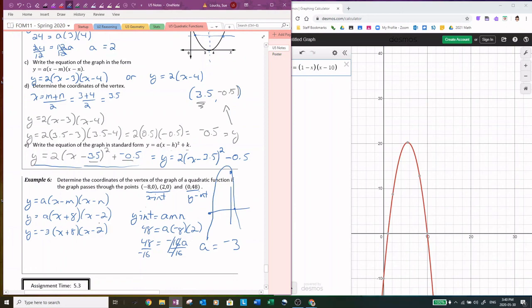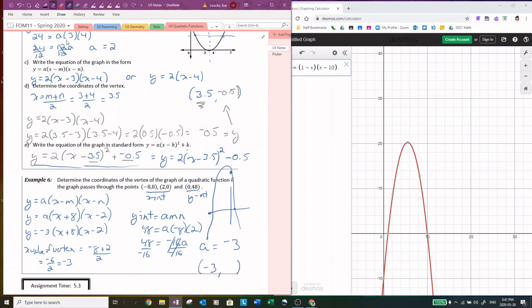So the vertex has an x value. The x value of the vertex is the axis of symmetry, so it's going to be -8 plus 2 divided by 2, which is going to be -6 divided by 2, which is -3. And so our vertex, let's just find a place to write that. It's going to be -3 and something.